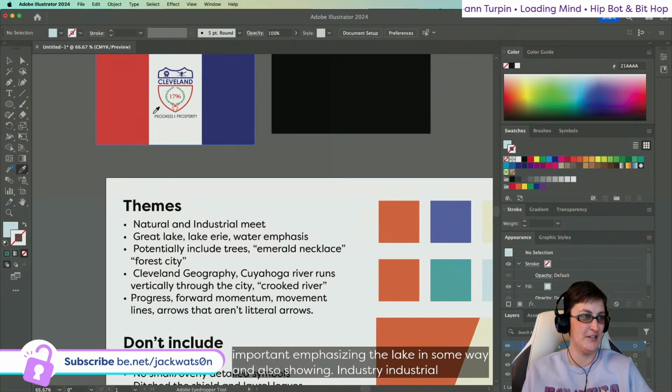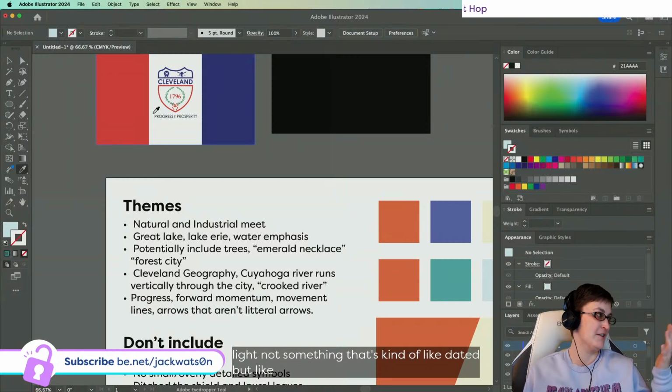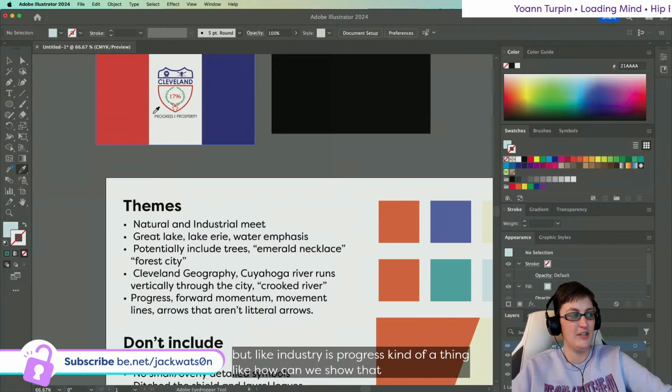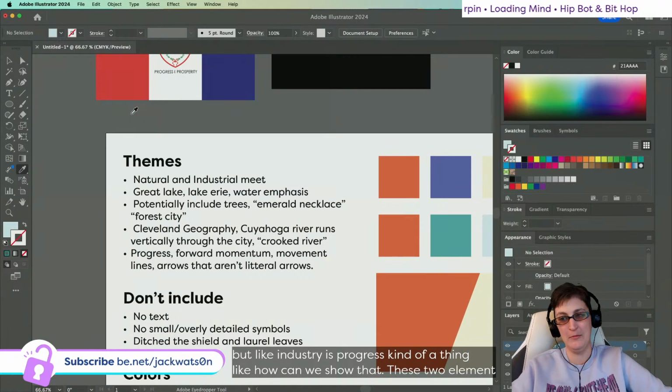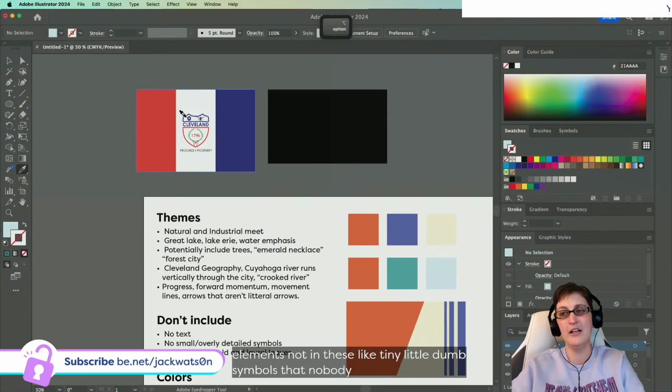And also showing industrial, but in a positive light, not something that's dated, but industry as progress. How can we show that, with these two elements represented, not in tiny little dumb symbols that nobody can read?